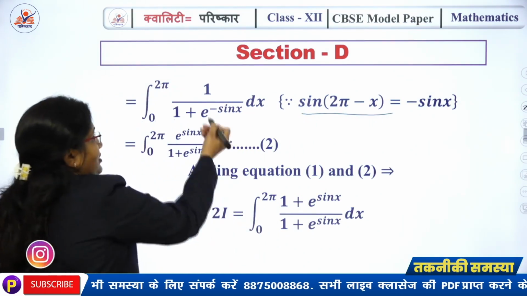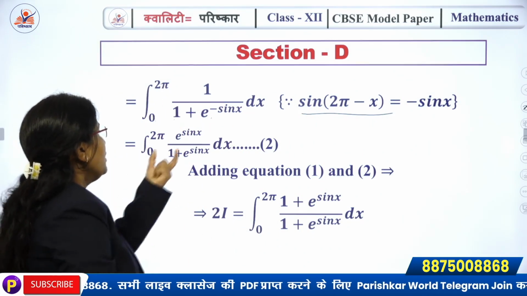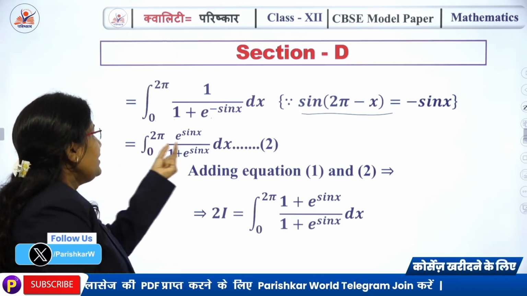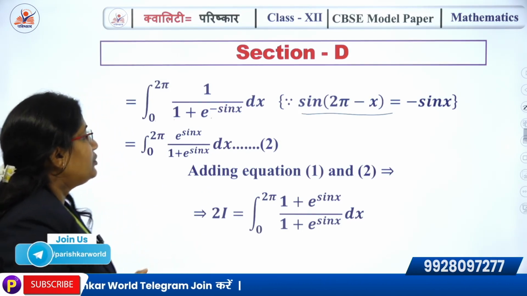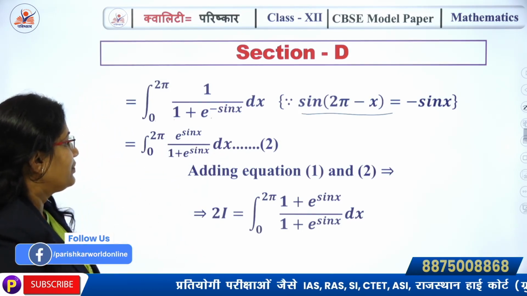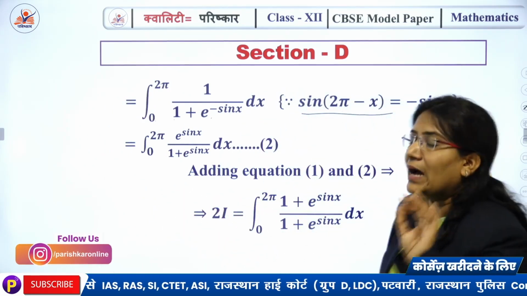Now taking the LCM in the denominator part of this fraction, we have the integral from 0 to 2 pi of e raised to the power sin x upon 1 plus e raised to the power sin x. Put this as equation number 2. Now both equation 1 and 2 are equal to I.